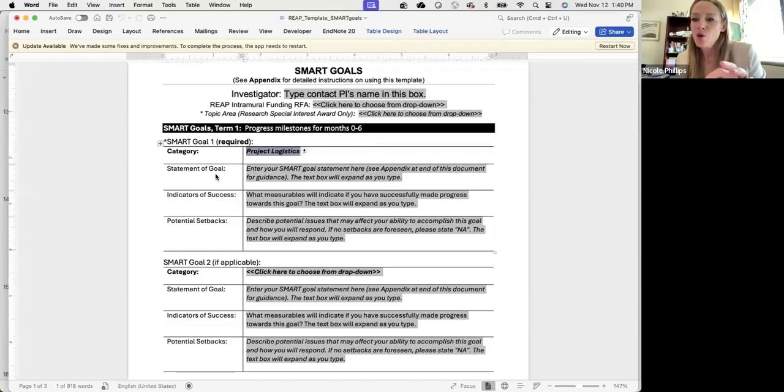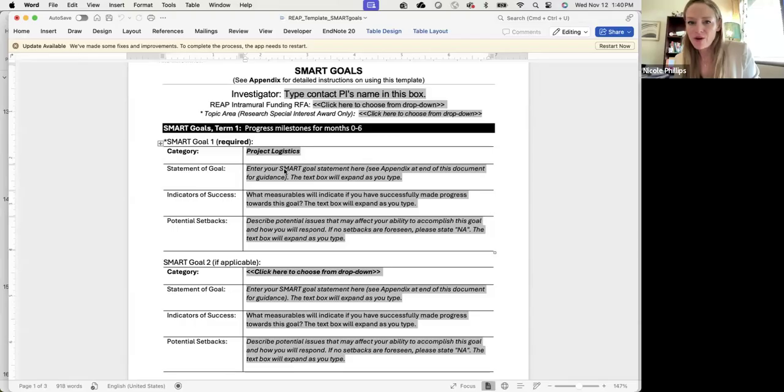So we're writing these, though, instead of SMART, we're trying to make it a little bit more simple. You're just going to write a statement of your goal, and there's some guidance at the bottom. So it's a SMART goal statement. And then you'll tell me what your indicators of success are, how you know if you've done it, and then any setbacks you think might come up. If you don't foresee any setbacks, it's totally fine to put NA in this box. So this is the template.